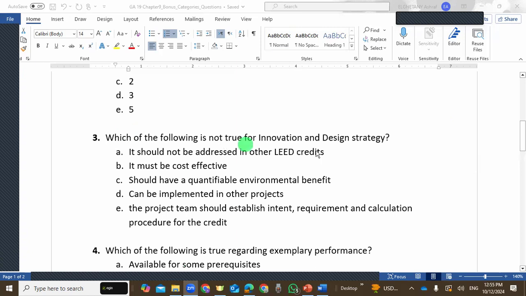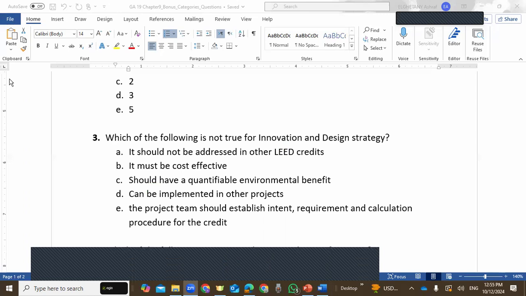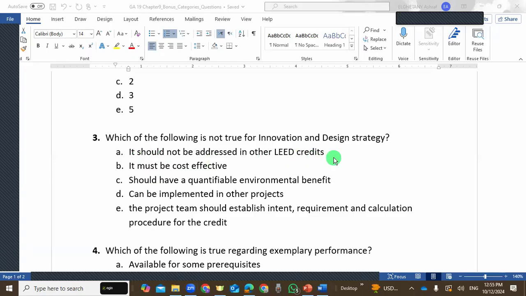Which of the following is not true for innovation and design strategy? Here he speaks about innovative criteria inside the innovation credit, not inside the regional priority. Innovation means innovation category, which has LEED AP. Now he is asking about the second option, which is innovation that includes the 5 points. If I say innovation, do you remember the keyword? Innovation, something new. So it should be what? Remember? It should not be addressed in other LEED credits. It should have quantifiable environmental benefits, can be implemented in other projects. The project team should establish intent requirement.